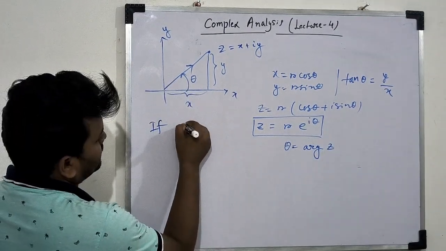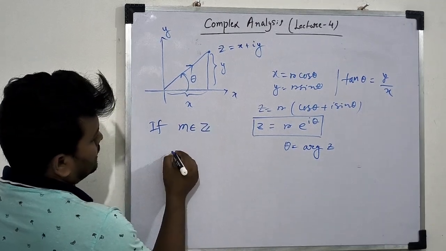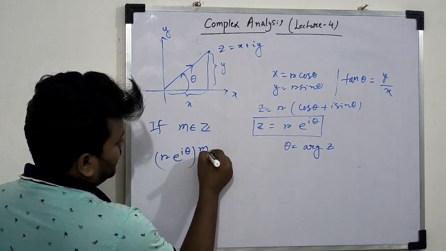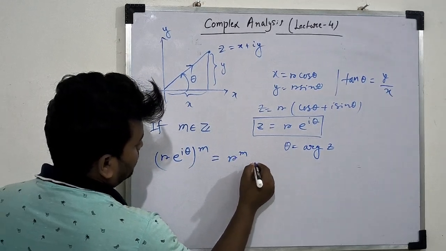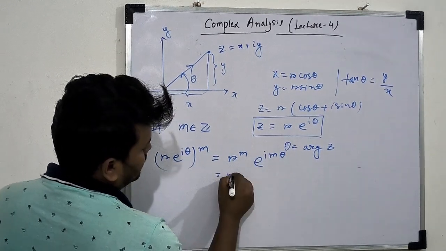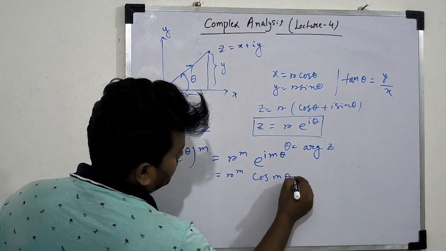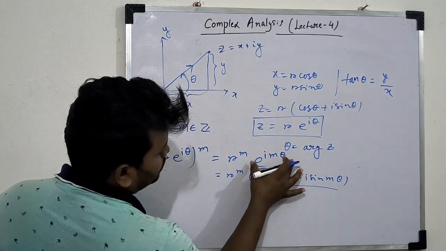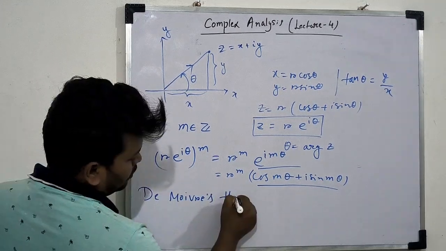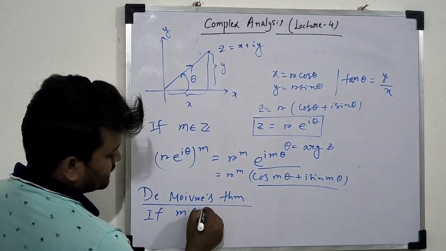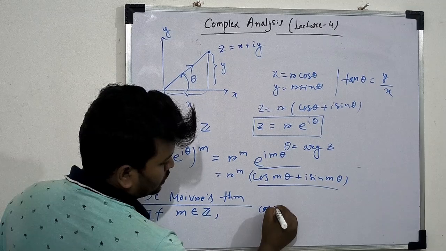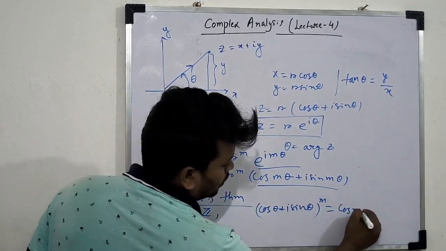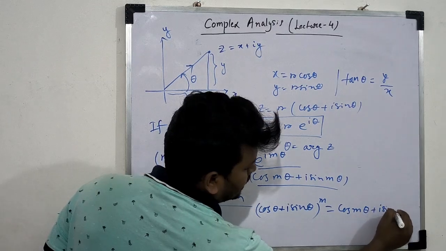If m is an integer, then we can write (r e to the power i theta) to the power m equal to r to the power m e to the power i m theta. That is, r to the power m times cos m theta plus i sin m theta. So this is a theorem. From this we can write this. This is De Moivre's theorem. If m is an integer, then we can write that (cos theta plus i sin theta) to the power m equal to cos m theta plus i sin m theta.